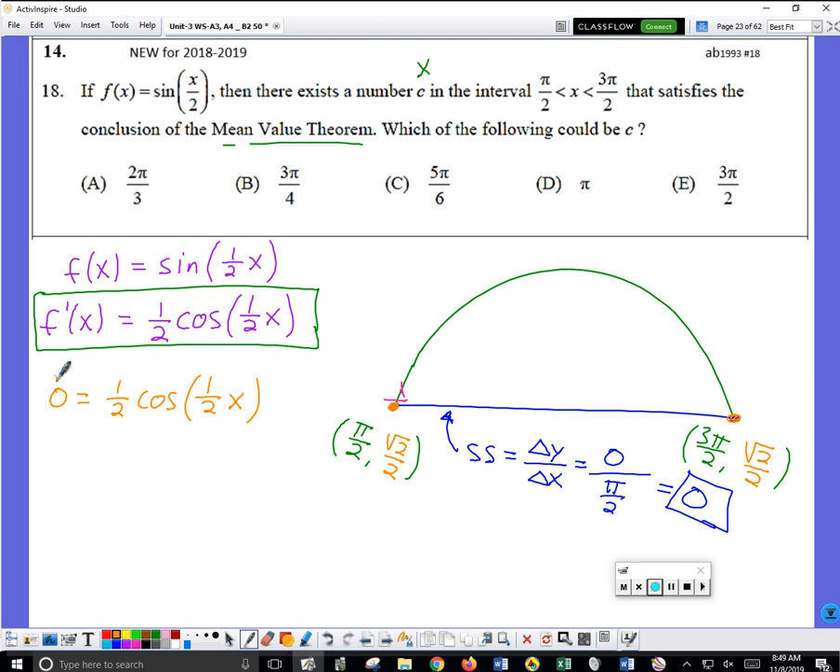To solve this equation, you did it last year, but I'll remind you. I'm trying to get the x alone. So divide both sides by one half. But 0 divided by one half is 0. We need the cosine of something to equal 0. So I draw the picture.